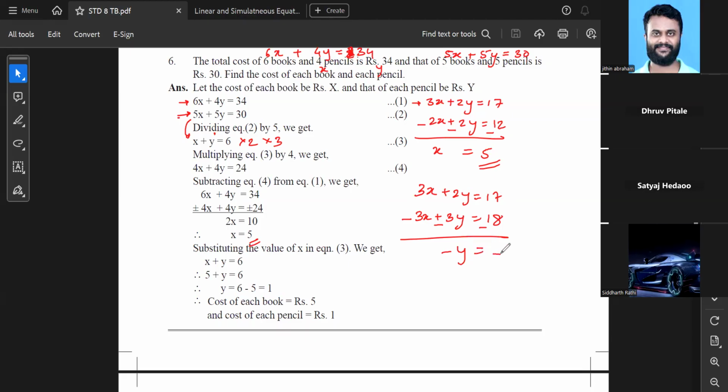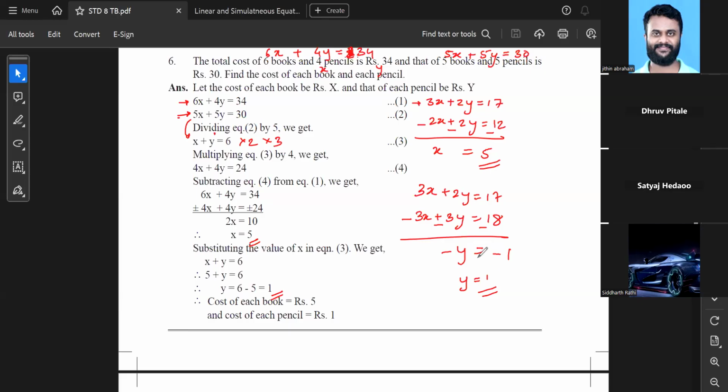17 minus 18 gives minus 1. Minus 1, minus minus, both cancel, so y is equal to 1. So as you know, here also we have got y equal to 1 and x equal to 5. We also got x equal to 5 and y is equal to 1.